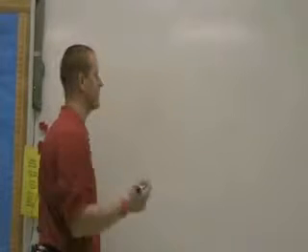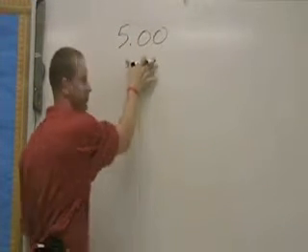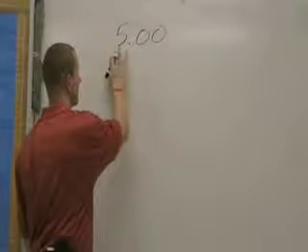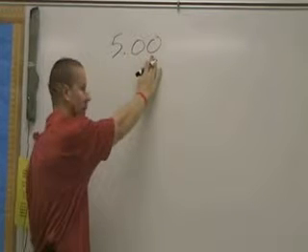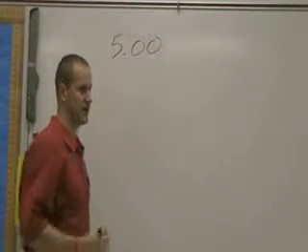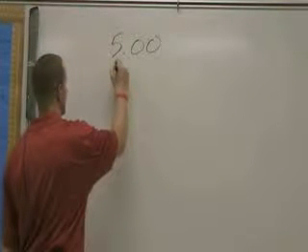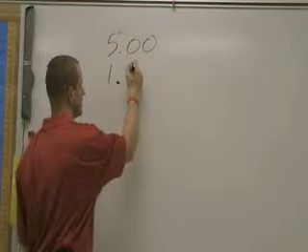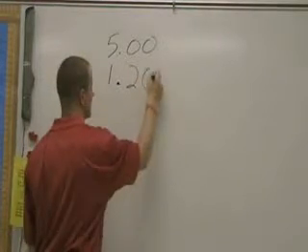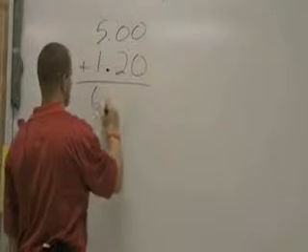Let's do some examples with addition. You have money. Let's say you have $5 in your wallet. That's how you would express $5. You have 5 in the whole number spot, a 0 in the tenths, and a 0 in the hundredths. And let's say you find $1.20 in your change in your car. So how would you write that? You'd write 1 in the whole numbers, a 2 in the tenths, a 0 in the hundredths. So when you add that together, you get $6.20.